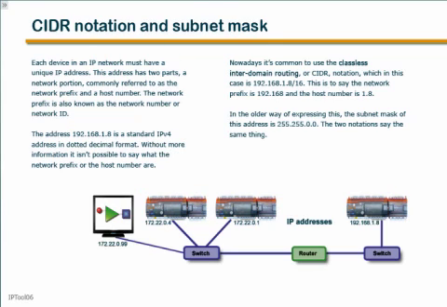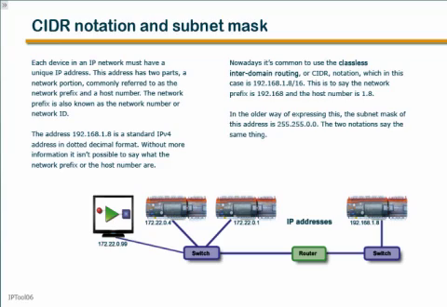Each device in an IP network must have a unique IP address. This address has two parts: a network portion, commonly referred to as the network prefix, and a host number. The network prefix is also known as the network number or network ID. The address 192.168.1.8 is a standard IPv4 address in a dotted decimal format. Without more information, it isn't possible to say what the network prefix or the host number are.